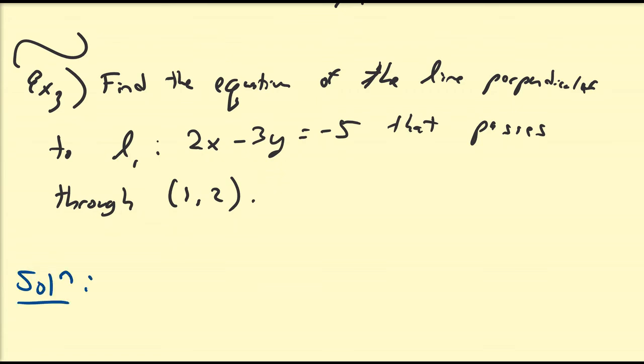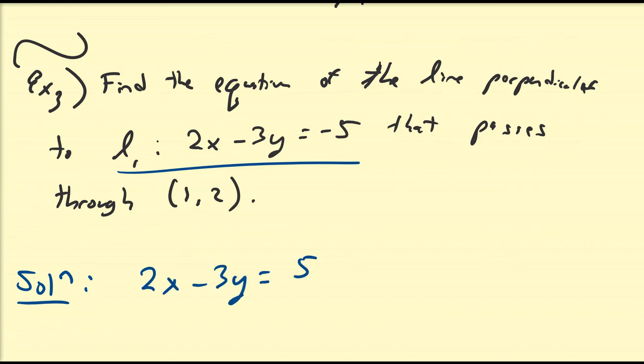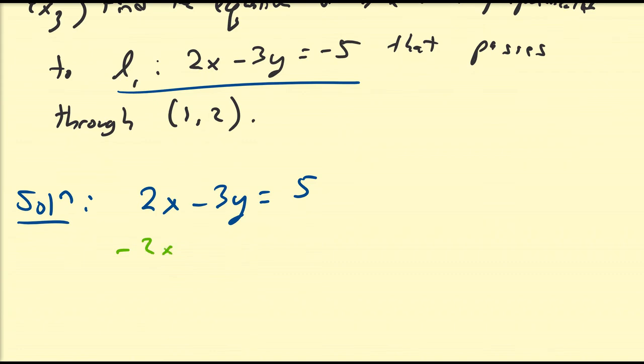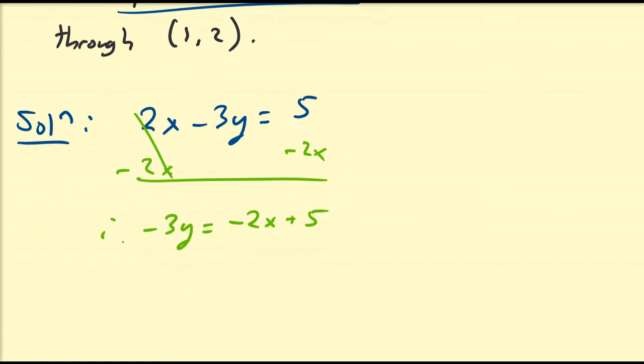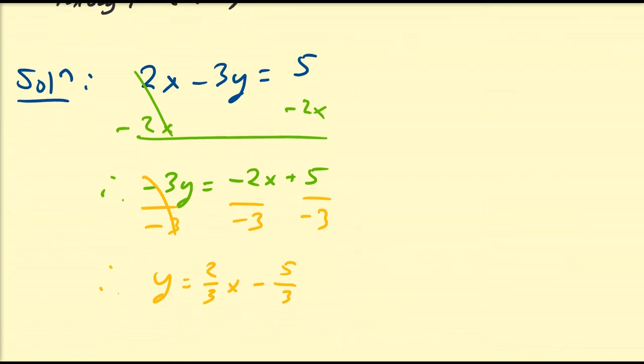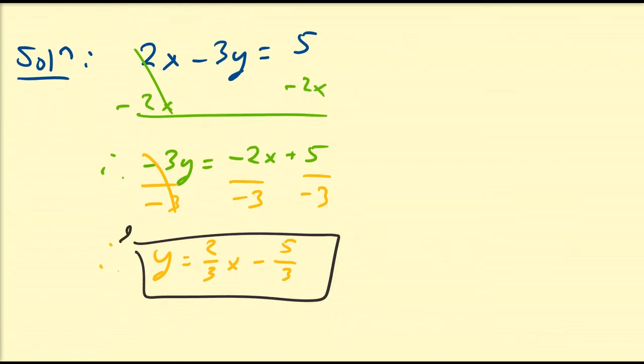Alright, solution. So let's look at line 1 to start. So 2x minus 3y is equal to -5. So I'm going to begin by subtracting 2x from both sides of this equation. So then I get that -3y must be equal to -2x minus 5. I'll then divide both sides by -3. So I get that y must be equal to 2/3 x plus 5/3. So this is the slope-intercept representation for line 1. So from its representation we can find that slope 1 is equal to 2/3.